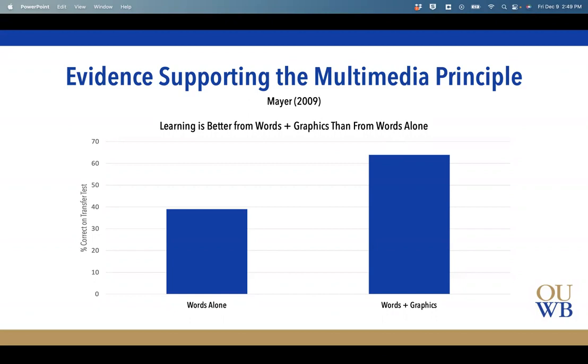And the chart that's on the screen right now shows results from one of the 11 studies performed. But again, Mayer did this particular study 11 times over and found out of all 11 of those, always, the students who got the words plus graphics did better than the students who got the words alone presentation.